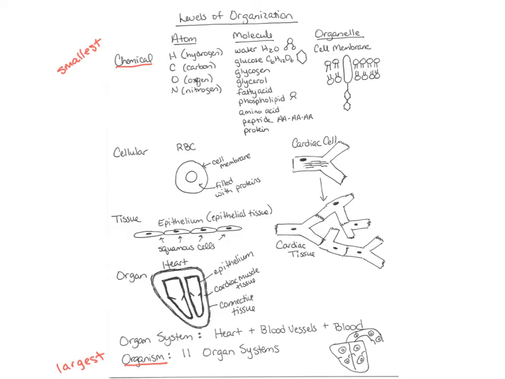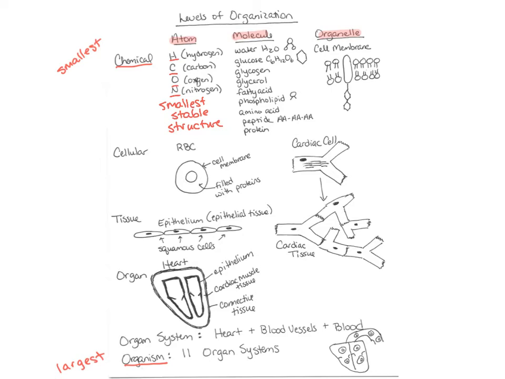In the chemical level of organization, we have atoms, molecules, and organelles. An atom is the smallest stable structure in the chemical level of organization. And you've had chemistry, so you know the different atoms. Hydrogen, carbon, oxygen, and nitrogen are atoms that are found in abundance in the human body.